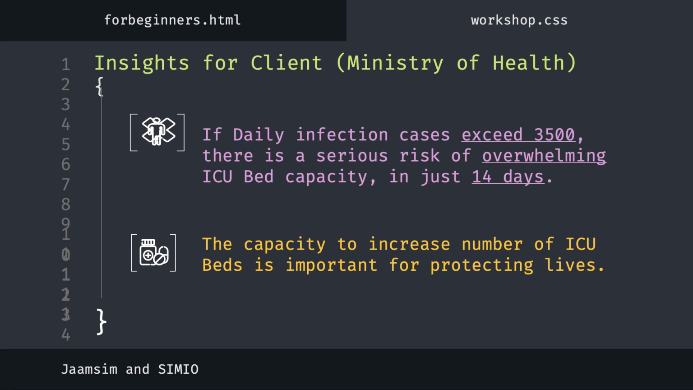Finally, we have 2 insights for our client. First, if the daily infection cases exceed 3,500, there's a serious risk of overwhelming the ICU bed capacity in just 14 days. Second, the capacity to increase the number of ICU beds is very important for protecting lives.